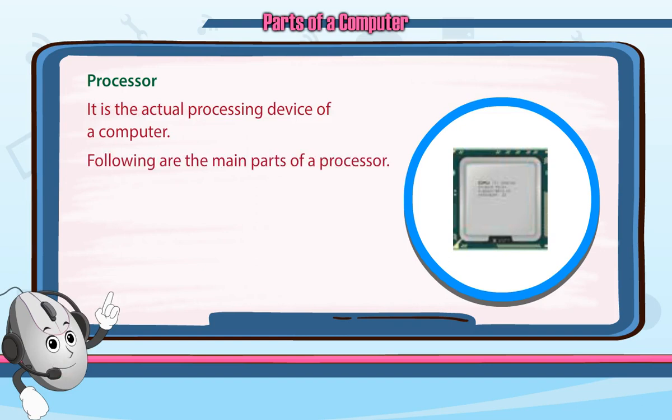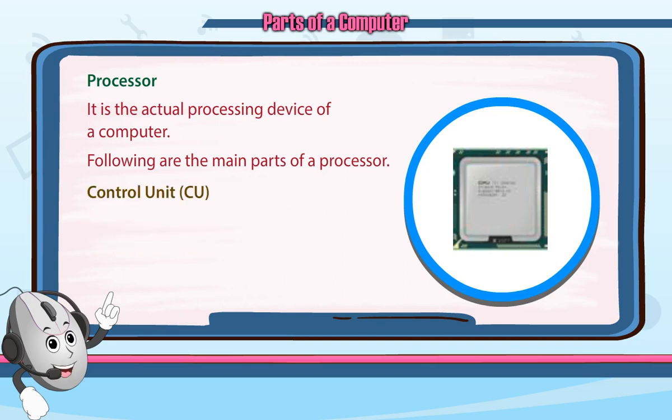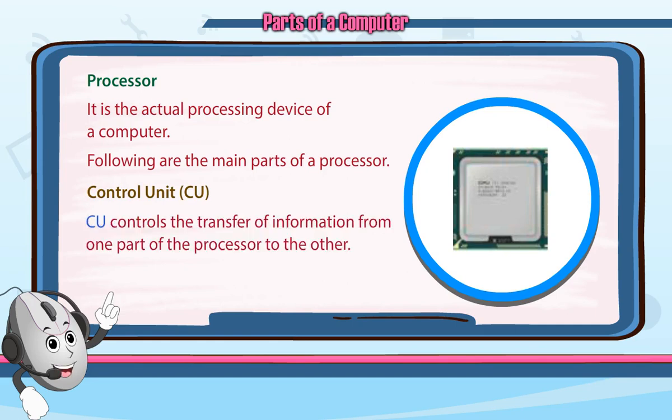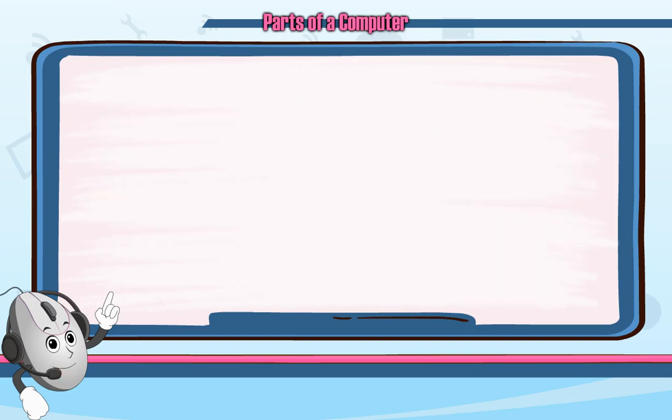Following are the main parts of a processor. Arithmetic Logic Unit ALU. ALU carries out all the mathematical and logical operations. Control Unit CU controls the transfer of information from one part of the processor to the other. Memory Unit MU. MU stores data in a computer.